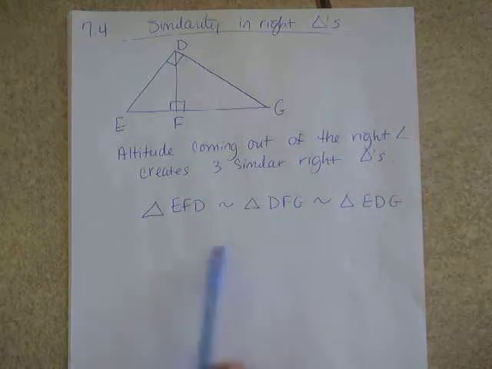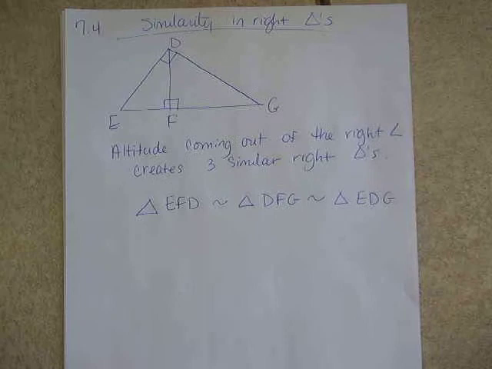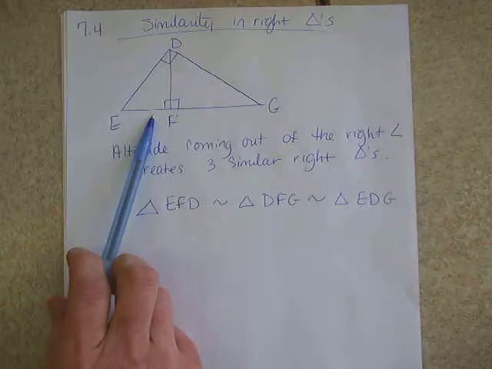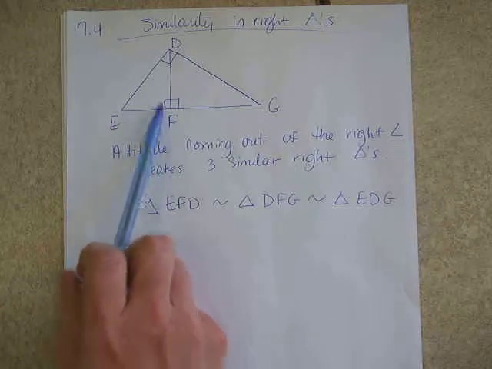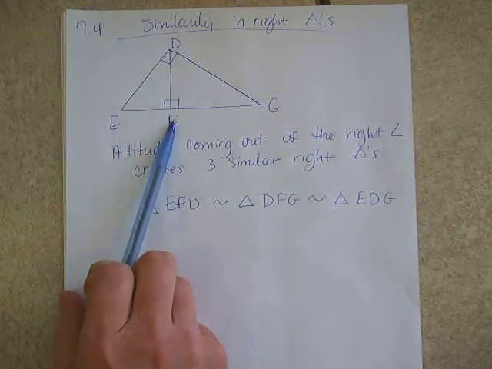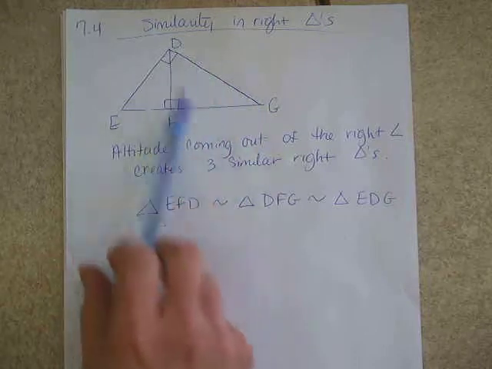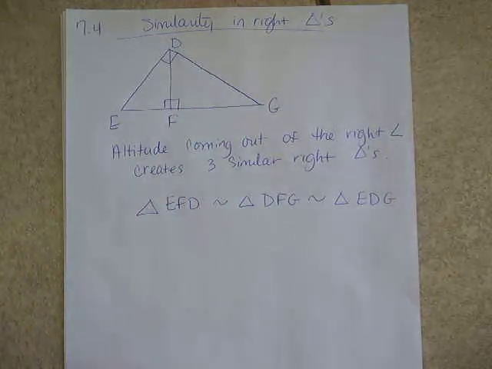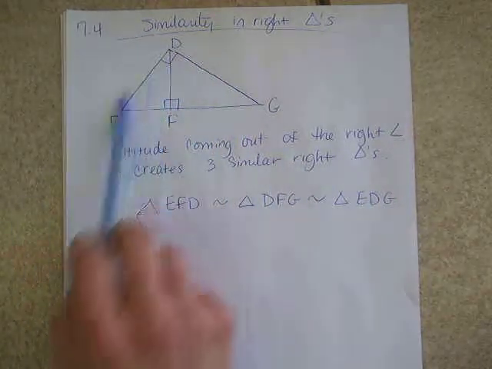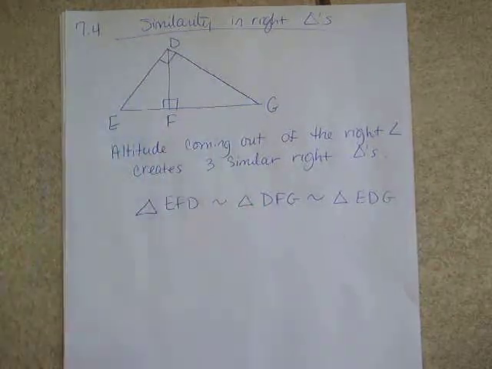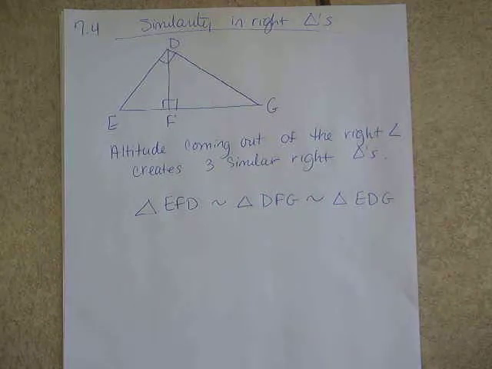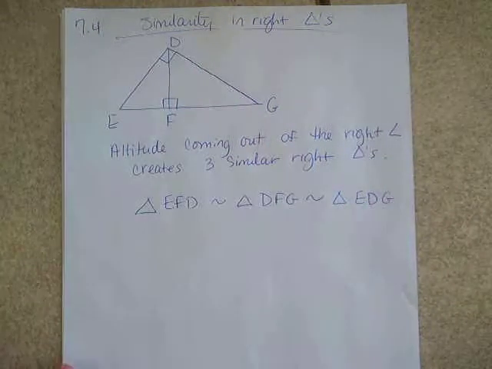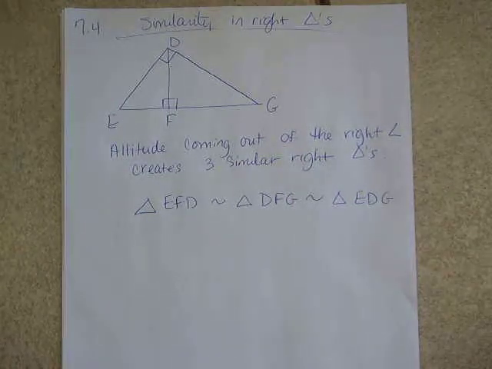If you look more closely at what I've written down for similarity statements, EF is the short leg of this one right here. That one will always correspond to the altitude DF, which is the short leg of that one here, which will correspond to ED, which is the short leg of the big one. So you could use the similarity statement to set up proportions to find missing segments in a diagram like this one.